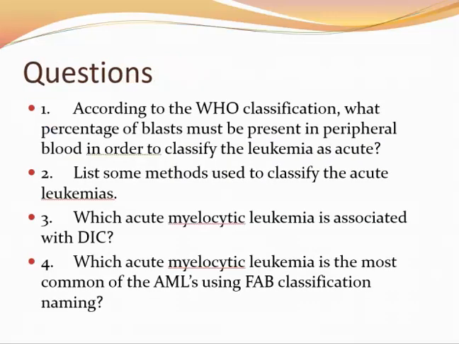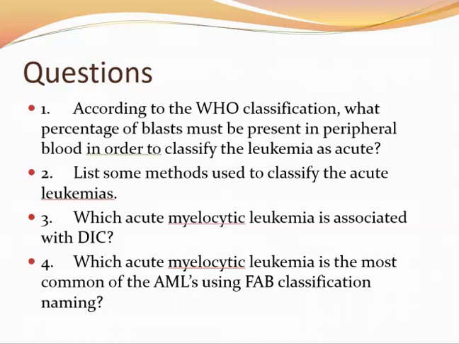The last couple of slides are just some review questions, so I would pause the video at this time, try to answer them on your own before you go on and listen to the answers. First question, according to the WHO classification, what percentage of blasts must be present in peripheral blood in order to classify the leukemia as acute? The answer would be 20%.